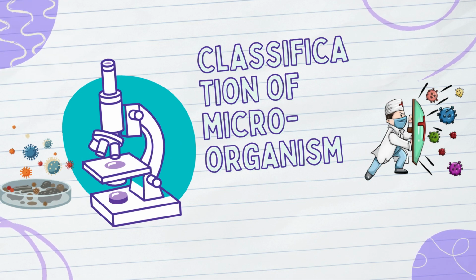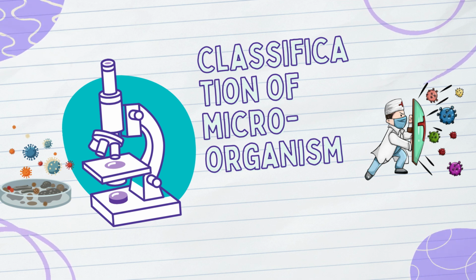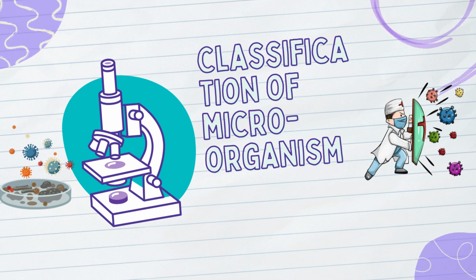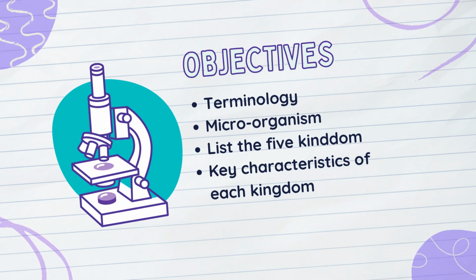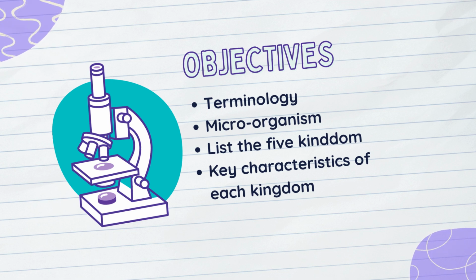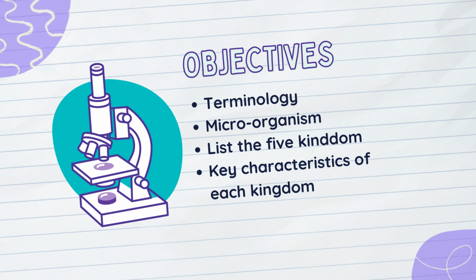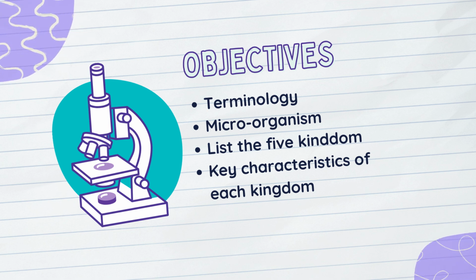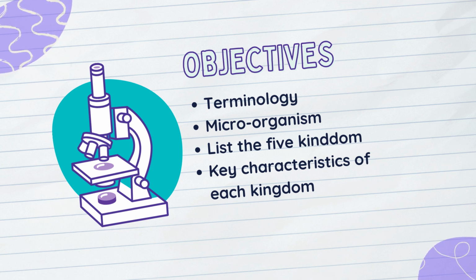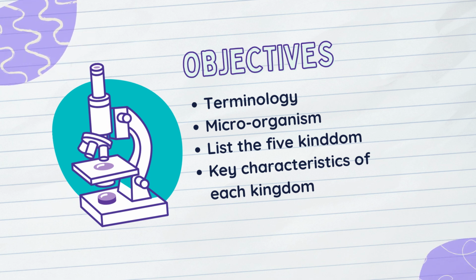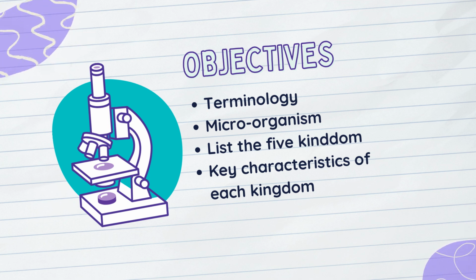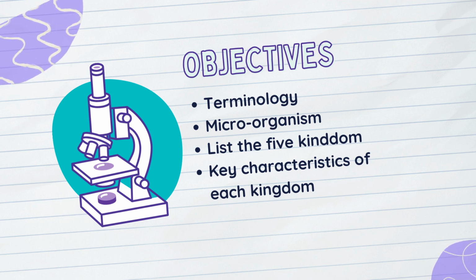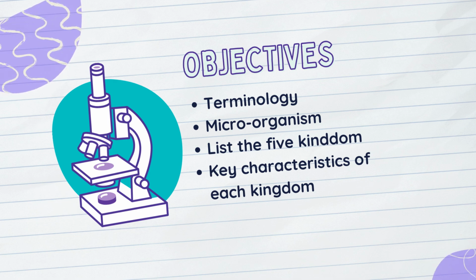So let's get to what we're going to be doing today. Today we're going to be doing grade 11 classification of microorganisms. We're going to be looking at a lot of terminology in that section: microorganisms, the list of 5 kingdoms, describe the key features or the key characteristics of each kingdom, and also give an example of the organisms in each kingdom. This video is going to be separated into part 1 and part 2. This is going to be part 1. So let's get into it.